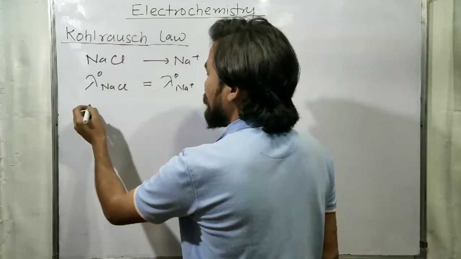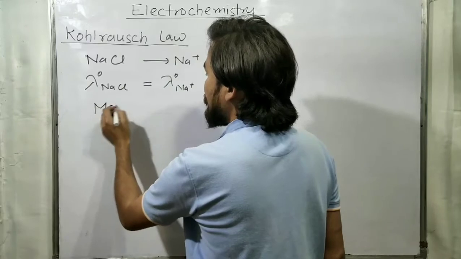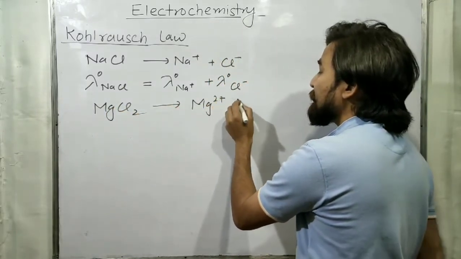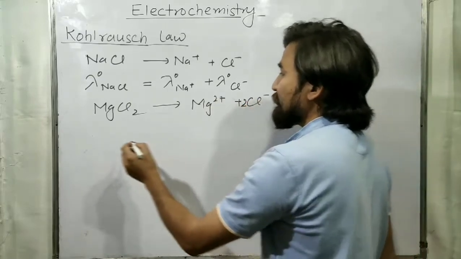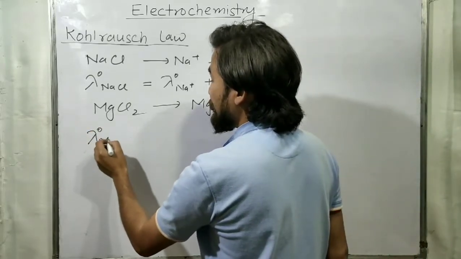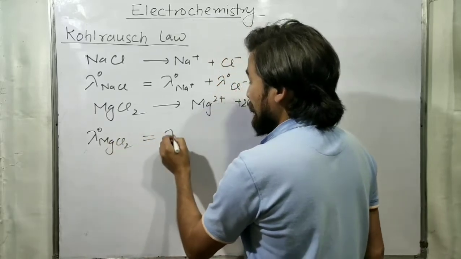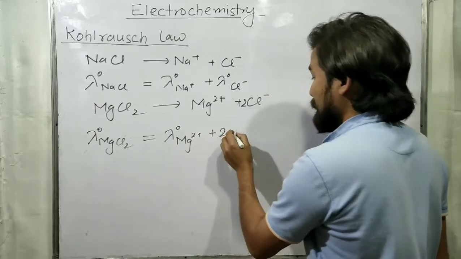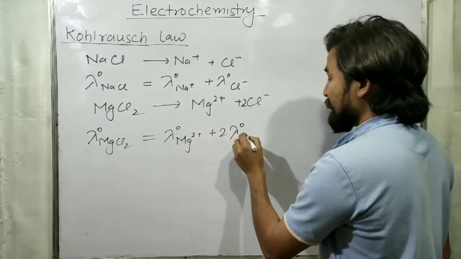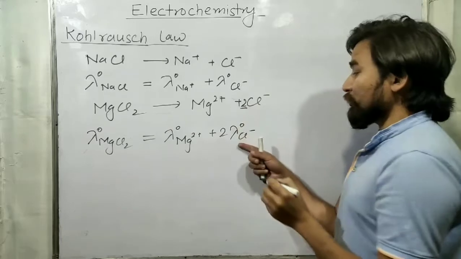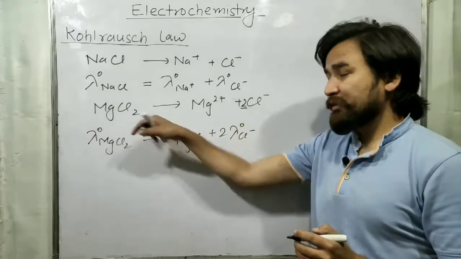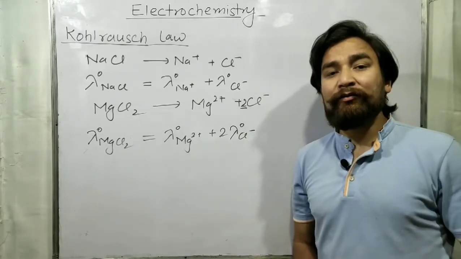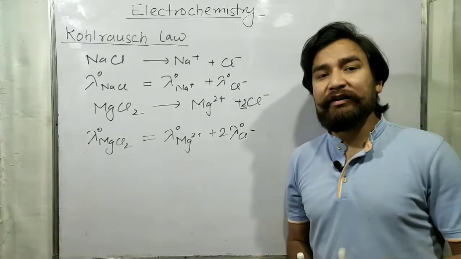Similarly, there is one more compound like MgCl2. So MgCl2 is going to form Mg2 plus and Cl minus ions. So what will be the limiting molar conductivity of MgCl2? It will be equal to limiting molar conductivity of magnesium ion plus twice the limiting molar conductivity of chloride ion, because there are two chloride ions given by one MgCl2. So this is how we can use Kohlrausch law in various numericals. So let's see some numericals.